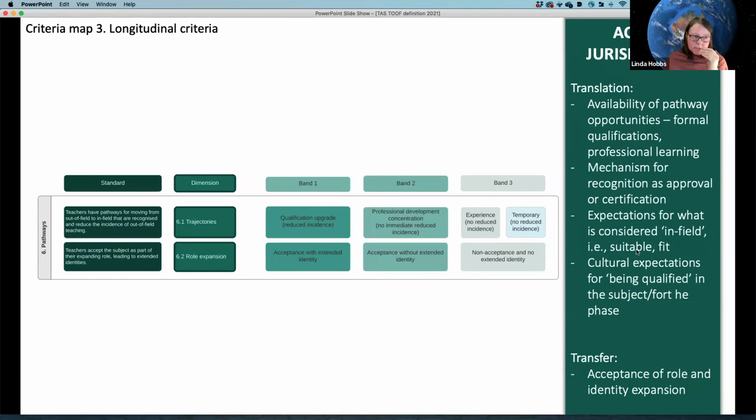Expectations for what's considered in field. That probably goes back to that earlier question around policy, but that notion of suitability and fit. I think to some extent the notion of suitability and fit, which is a principal judgment, is probably transferable in that principals or schools make a judgment around, you seem suitable, so we'll put you in there.